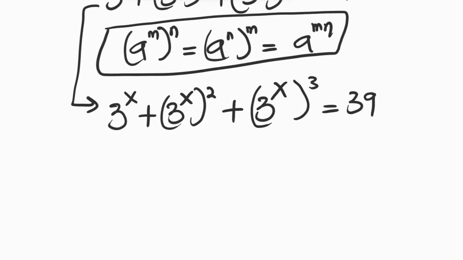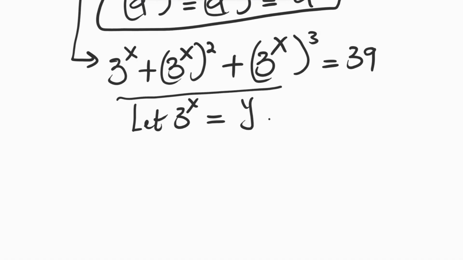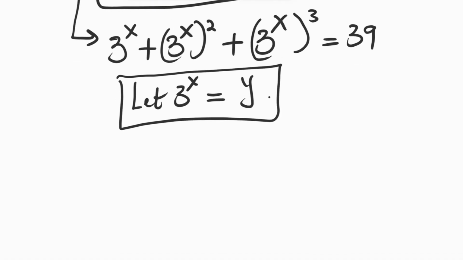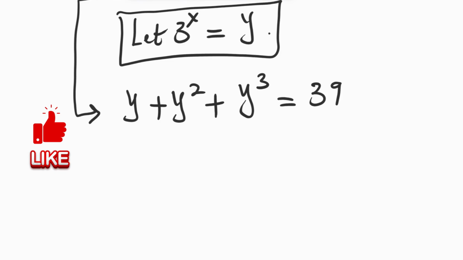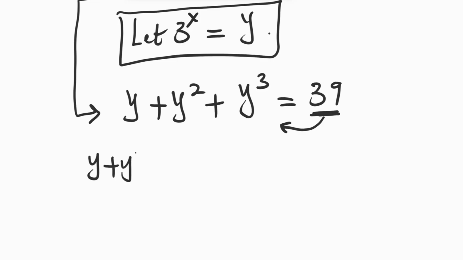Now at this point, let us represent 3 raised to the power x with a variable, say y. Okay, so let's say 3 raised to the power x equals y. So now what we have becomes y plus y squared plus y cubed equals 39. Okay, so now let us move 39 to the left hand side, and if we do, we have y plus y squared plus y cubed minus 39 equals 0.